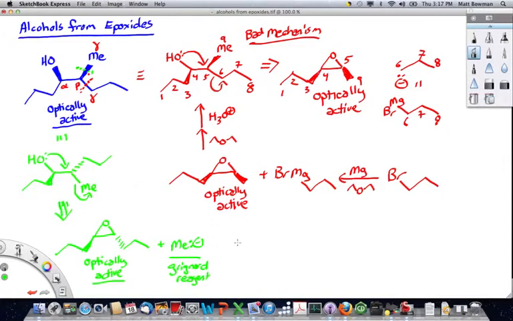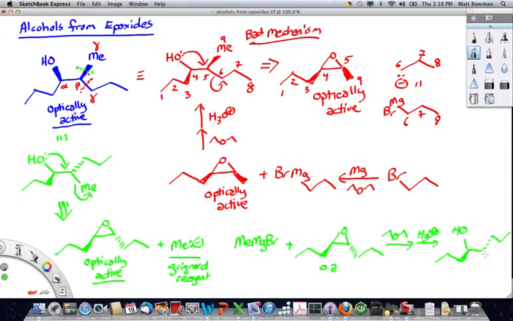So on the forward sequence, methyl magnesium bromide plus the epoxide. It's optically active. First step's done in ether. Second step, H3O plus, will give us our product, which is also optically active.